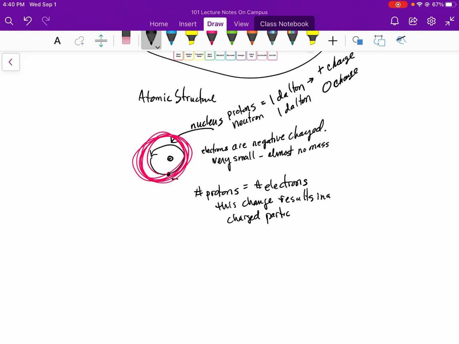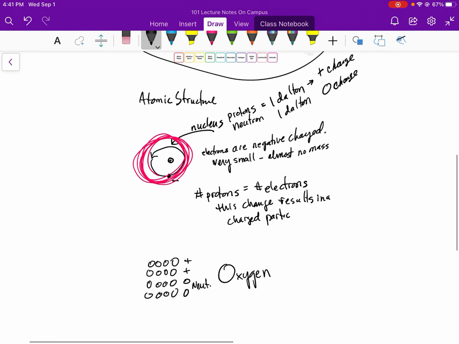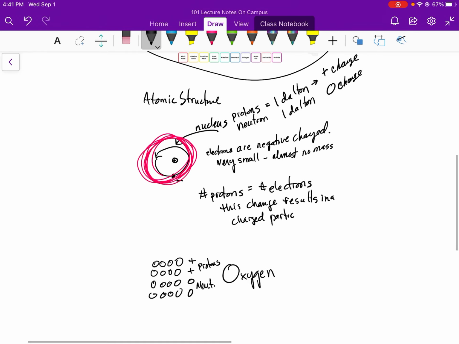Now, for oxygen, I'll draw oxygen's little model down here, and it's going to have 8 protons: 1, 2, 3, 4, 5, 6, 7, 8. And I might as well put these as all pluses, right? And it's going to have 1, 2, 3, 4, 5, 6, 7, 8 zeros, which I'm going to call neutrons. So these are the neutrons, and these are the protons. Now, when I count electrons, I'm going to have to move my word oxygen because it's in the way. We'll put it over here.